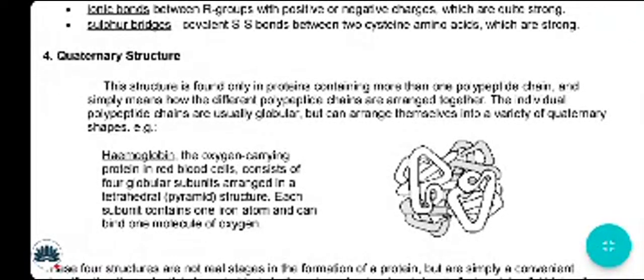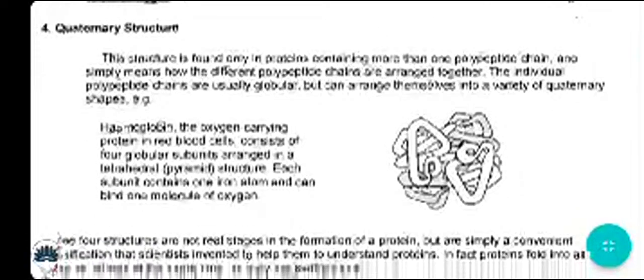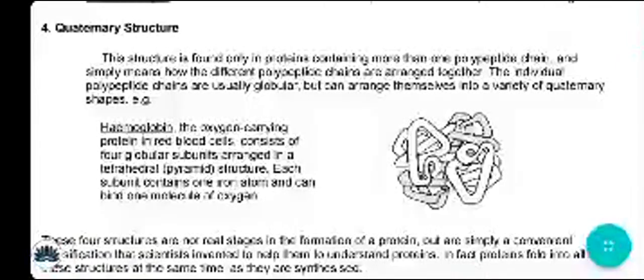This structure is found only in proteins containing more than one polypeptide chain and simply means how the different polypeptide chains are arranged together. The individual polypeptide chains are usually globular but can arrange themselves into a variety of quaternary shapes, such as hemoglobin. The oxygen carrying protein in red blood cells consists of four globular subunits arranged into a tetrahedral pyramid structure. Each subunit contains one heme group with one iron atom and can bind one molecule of oxygen.